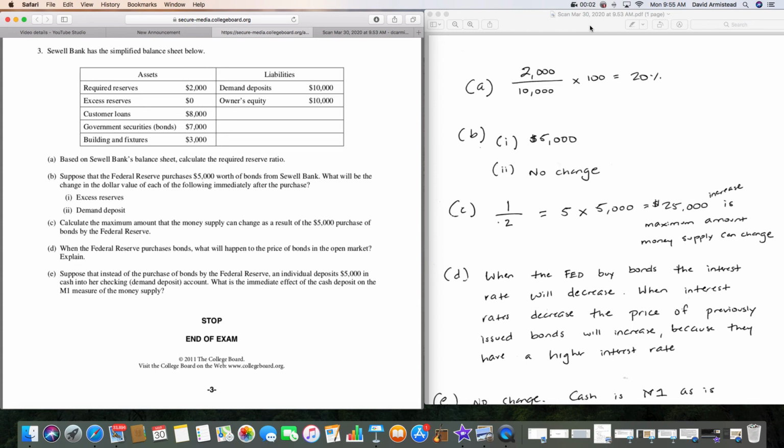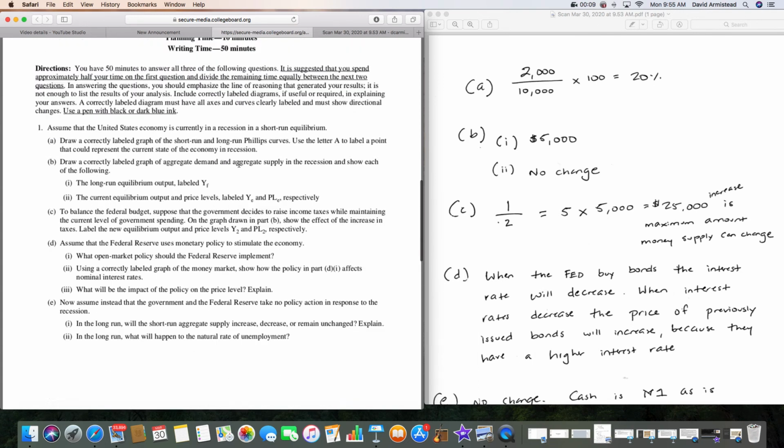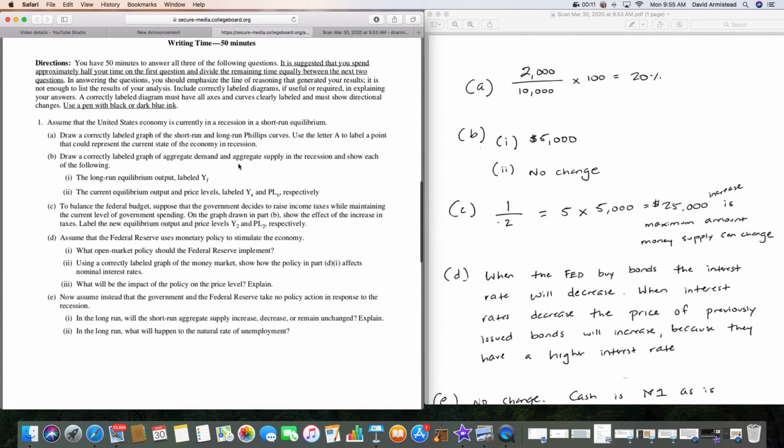This is going to be practice 2. This is a balance sheet. So this is the 2011. You guys did the long essay last week. There's the long essay there. That's the one you did.